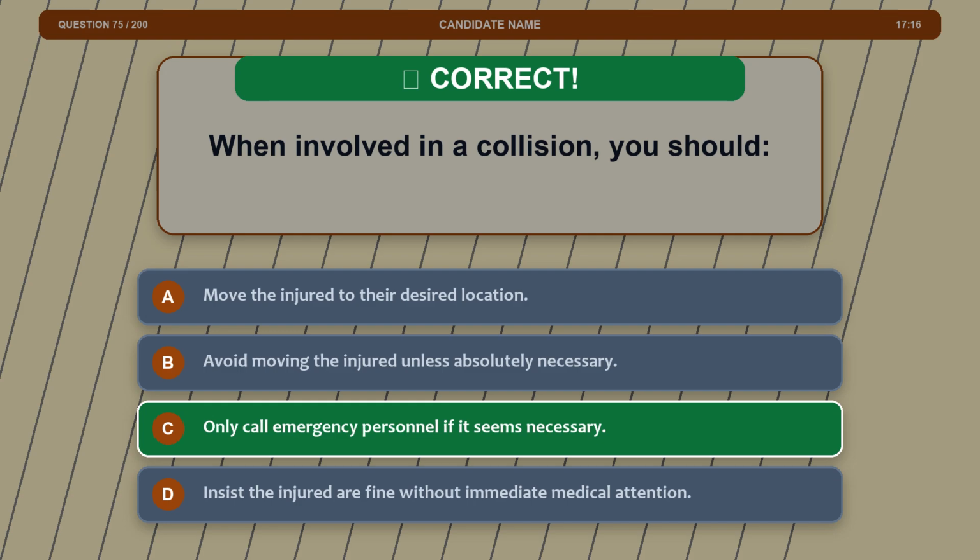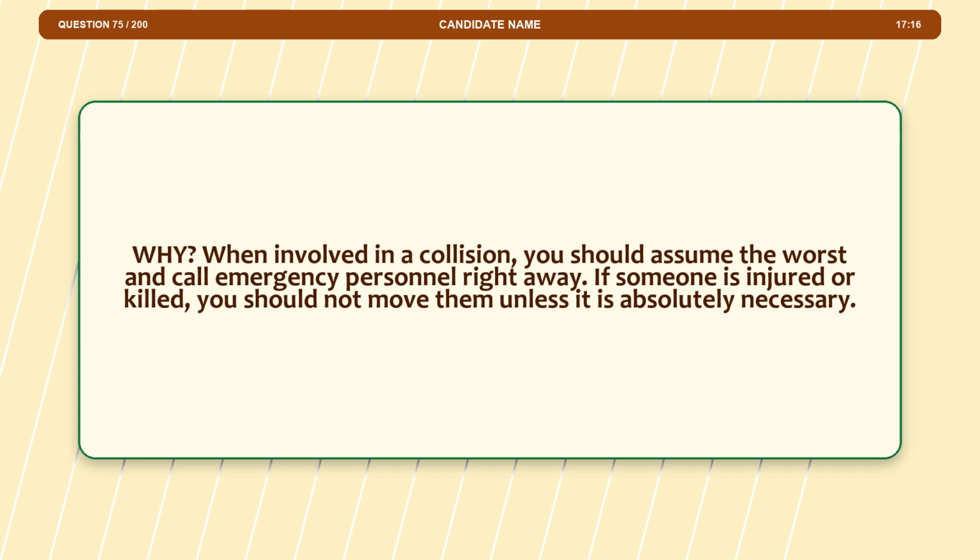The correct answer is option C. Only call emergency personnel if it seems necessary. Explanation. When involved in a collision, you should assume the worst and call emergency personnel right away. If someone is injured or killed, you should not move them unless it is absolutely necessary.